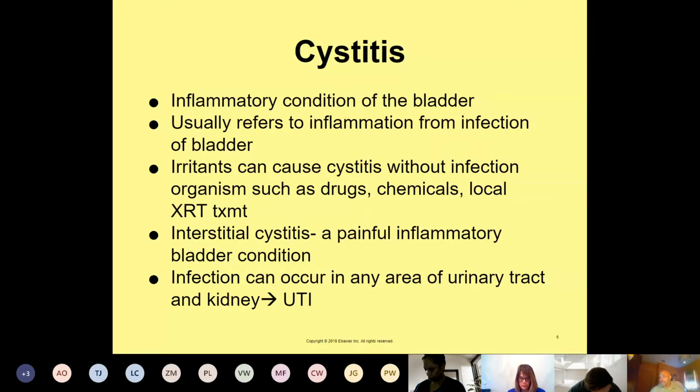I'm going to ask you to read page 1355. There's a table that I want you to look at, table 66-3. It talks about factors that contribute to UTI development. Things like an obstruction can lead to a UTI. Let's say, for example, you have a stone in the urethra. The urethra is a part of the urinary tract.